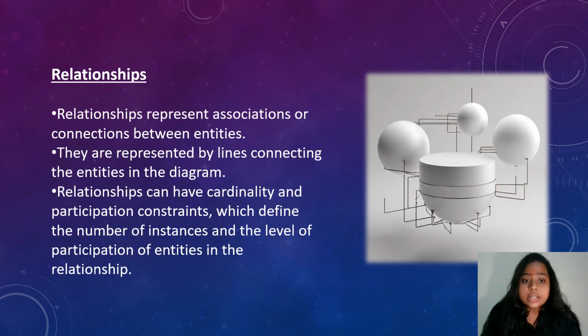Now, coming to relationships, they represent associations or connections between entities. They are represented by lines connecting the entities in the diagram. Relationships have cardinality and participation constraints, which define the number of instances and the level of participation of entities in a relationship. A relationship represents an association or connection between entities, and relationships can have cardinality and participation constraints.